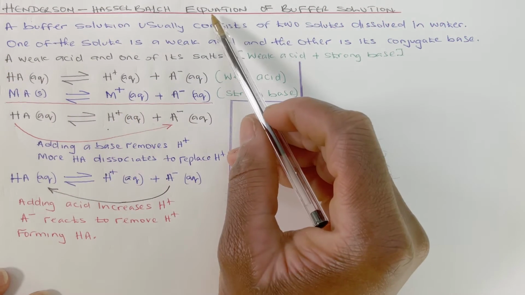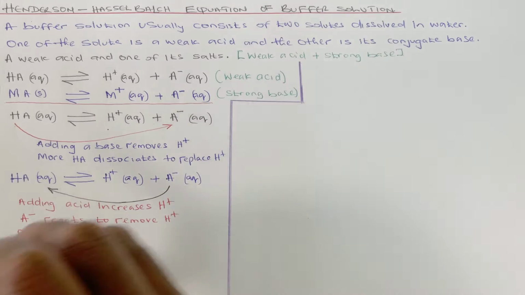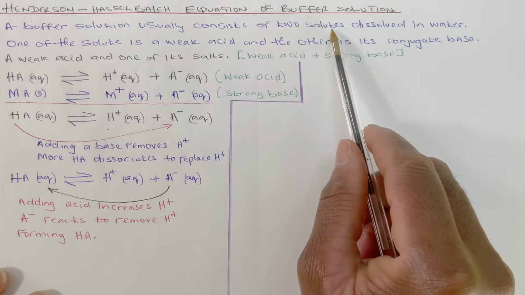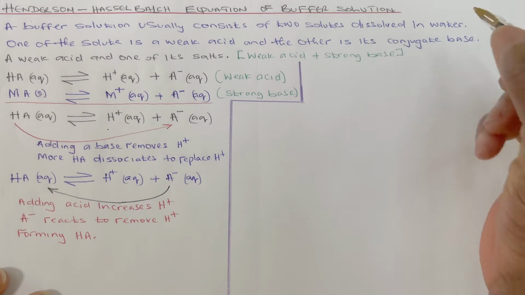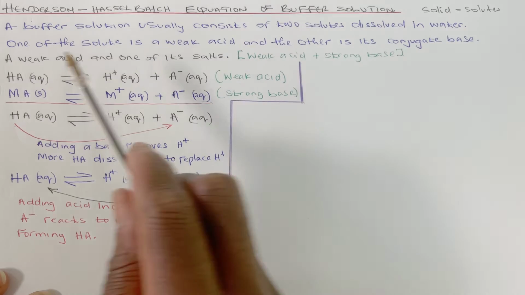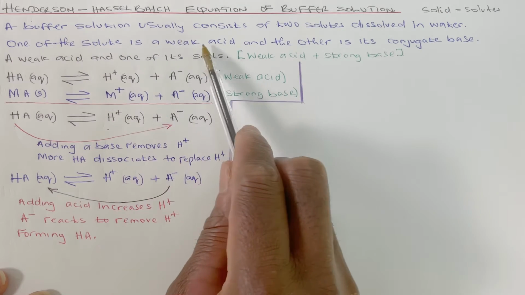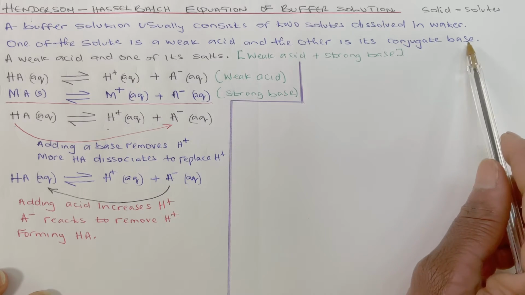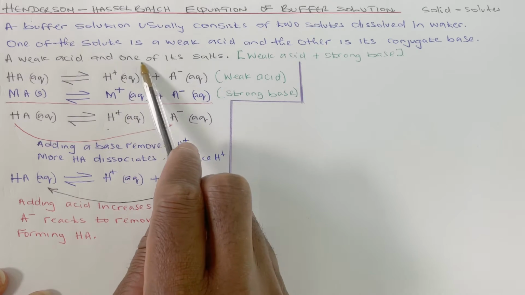Henderson-Hasselbalch equation of buffer solution. A buffer solution usually consists of two solutes. Solutes are solids which are dissolved in water. One of the solutes is a weak acid and the other is its conjugate base, a weak acid and one of its salts.